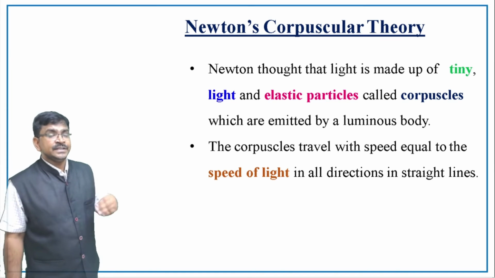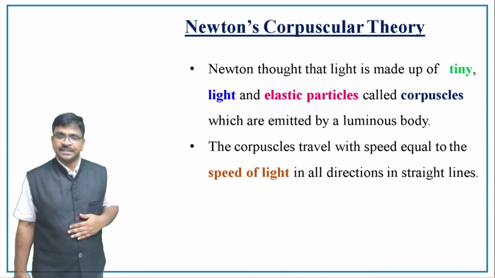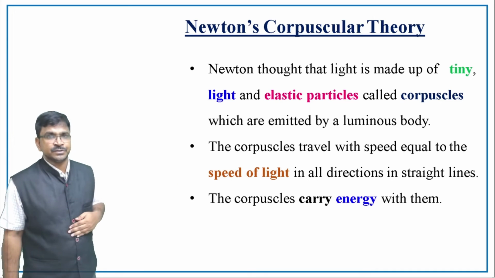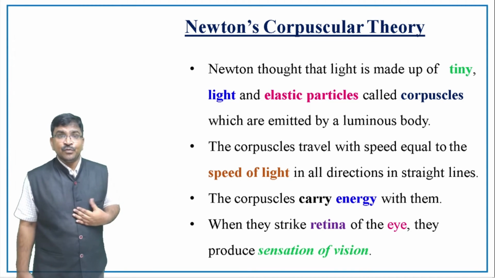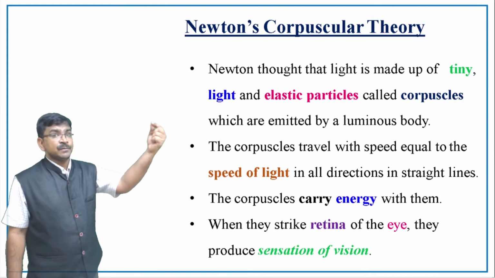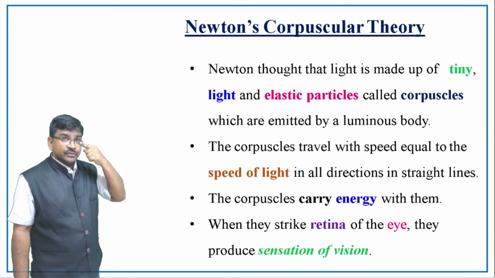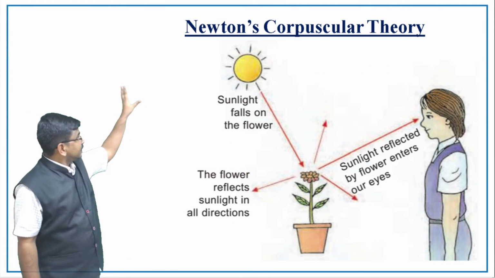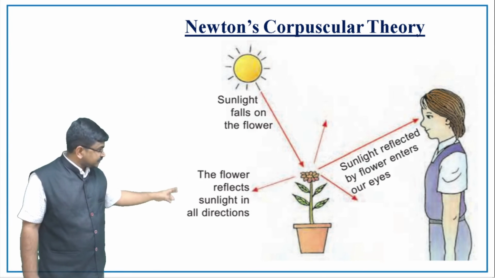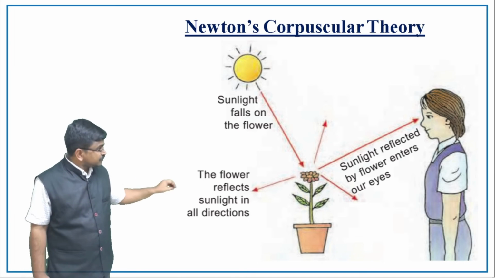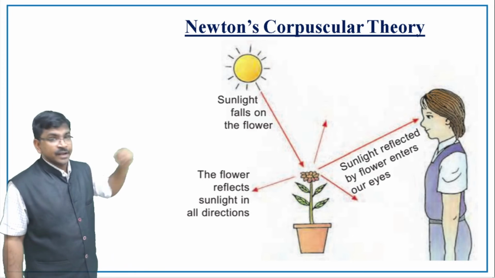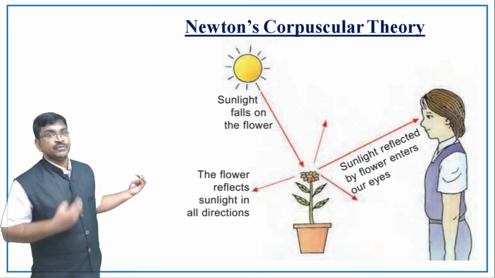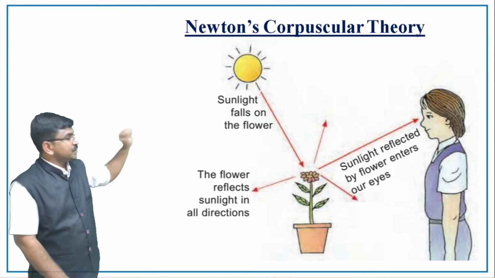What is the speed of the corpuscle? It is equal to 3 into 10 to the power of 8 meters per second. These corpuscles carry energy along with them, and are also called energy packets. When these corpuscles strike the retina of the eye, we get the sensation of vision. Suppose from the sun we get corpuscles. Corpuscles strike this plant, and from this plant corpuscles reach the retina of the eye of the child, so that she can see and get the sensation of vision of this plant. This is Newton's corpuscular theory.